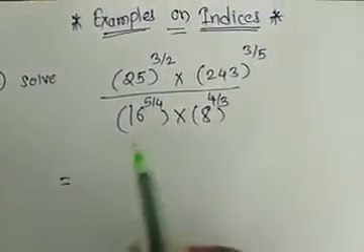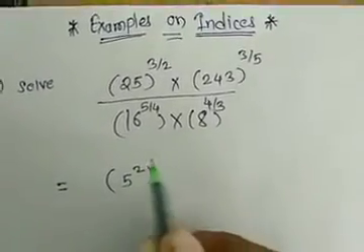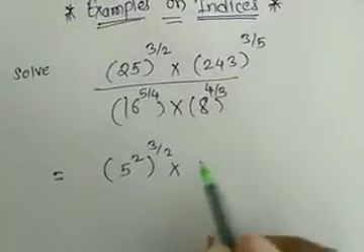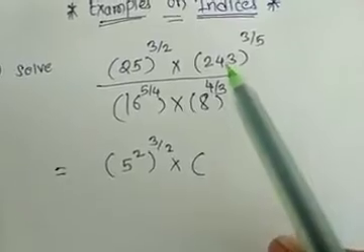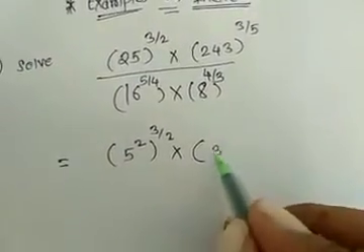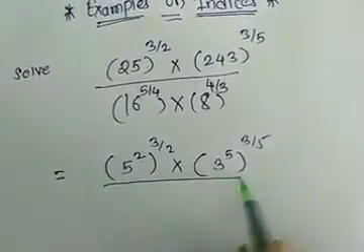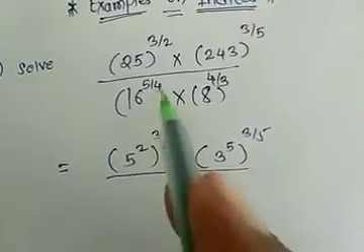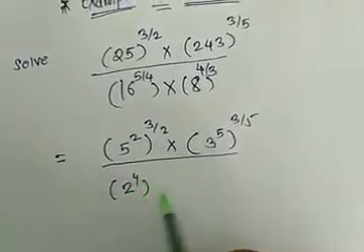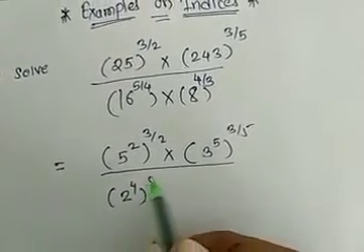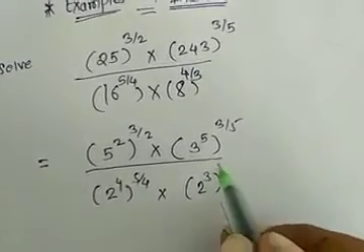So it can be solved by, here 25 can be written as 5 square raised to 3 by 2 multiplied by 243 raised to 3 by 5, where 243 can be written as 3 raised to 5 raised to 3 by 5, divided by 16 raised to 5 by 4, where 16 can be written as 2 raised to 4 raised to 5 upon 4, multiplied by 8, which can be written as 2 raised to 3 raised to 4 by 3.